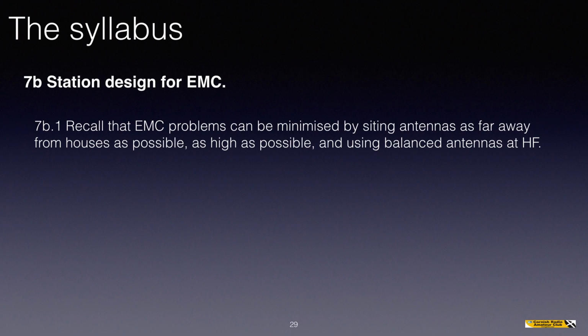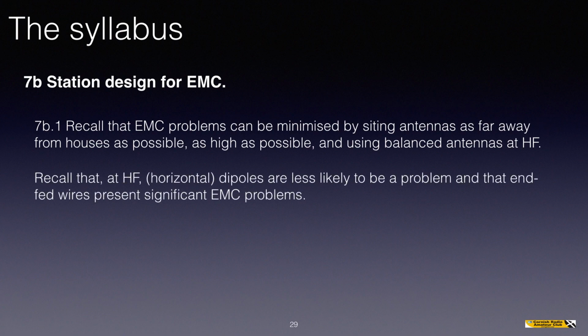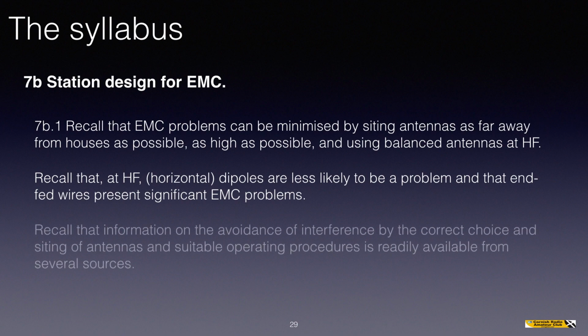This is one point perhaps that we did not cover, that balanced antennas provide less EMC, if you like, than unbalanced antennas. But remember that if you are using a coax feeder to a balanced antenna, you must use a balun. Recall that at HF, horizontal dipoles are less likely to be a problem, and that end-fed wires present significant EMC problems. We had a slide looking at that.